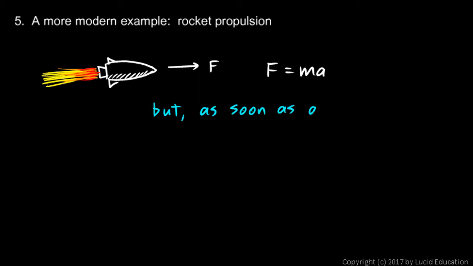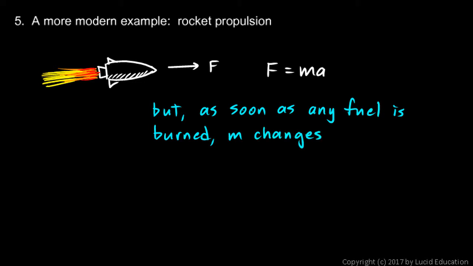So let's write that down. As soon as any fuel is burned, the mass changes. The fuel is part of the mass of the rocket, and as it blasts the fuel out the back, the mass of the rocket itself depletes. And if the mass changes, then the acceleration is going to change. And it doesn't just change for a little bit and then change again and then change again. It changes continuously. As long as the engine is burning, there's this smooth, continuous depletion of the mass. And so we can't calculate the acceleration.